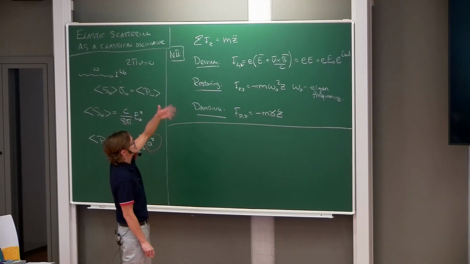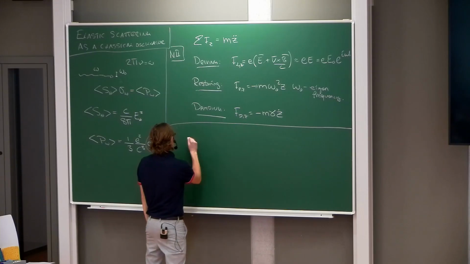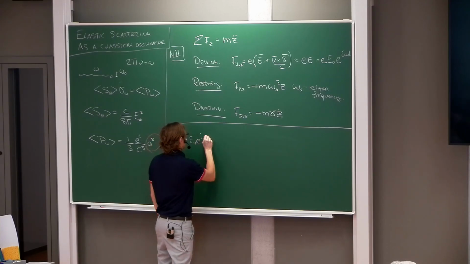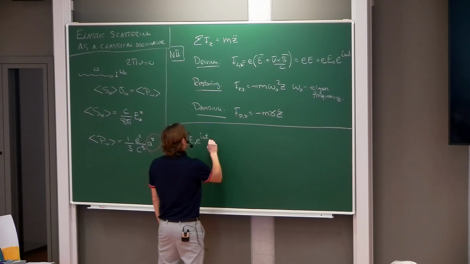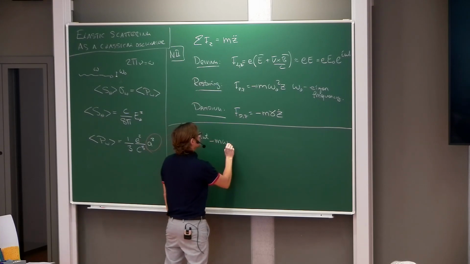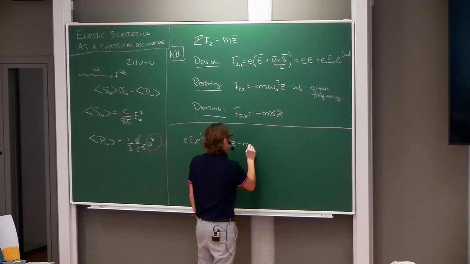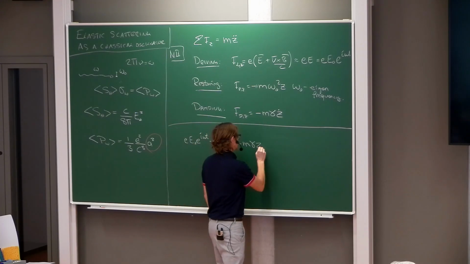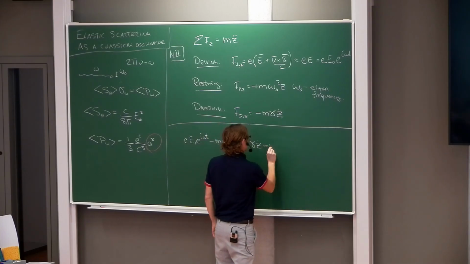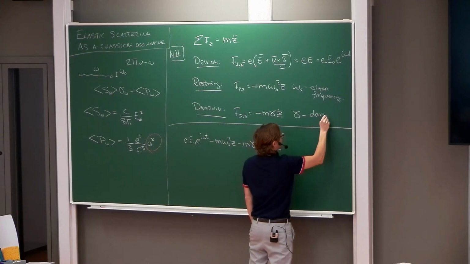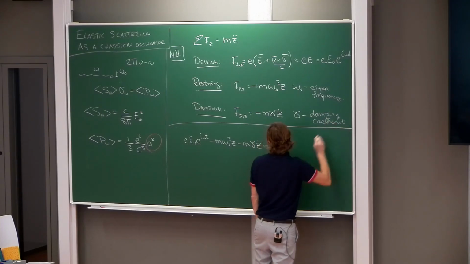What do we have? Assuming that we didn't make too many errors, we have the charge, and then E0, and then we have our driving force, e^{iωt}. We have minus mω²c, and then we have minus mγ times the velocity, equals m v double dot. I forgot to say that γ is our damping coefficient.